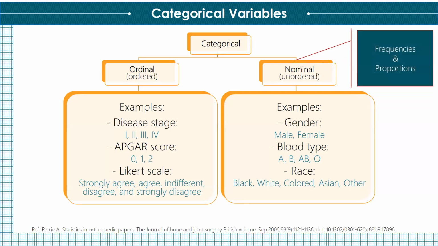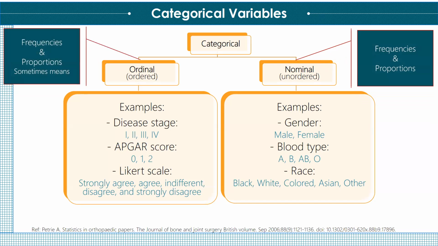Now, categorical variables are usually reported as frequencies and proportions, and certainly nominal variables are always reported in this way. Ordinal categorical variables, however, may sometimes be reported as means.